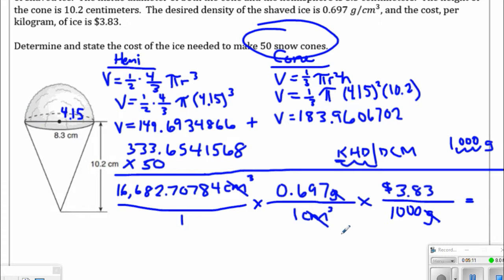And it says determine and state the cost. It actually doesn't say how to round, but it doesn't say nearest dollar. So you don't want to round to $45. Money is rounded to the nearest cent. So $44.53.